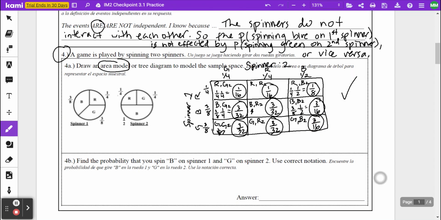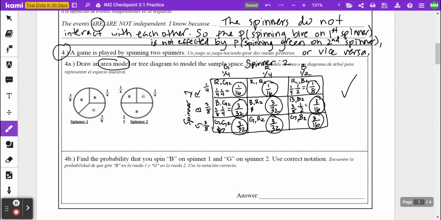Bada bing. Now, number 4 says probability that you spin B on spinner 1. So I want to find the probability that spinner 1 is B, so B1, and G on spinner 2. So what does this equal?